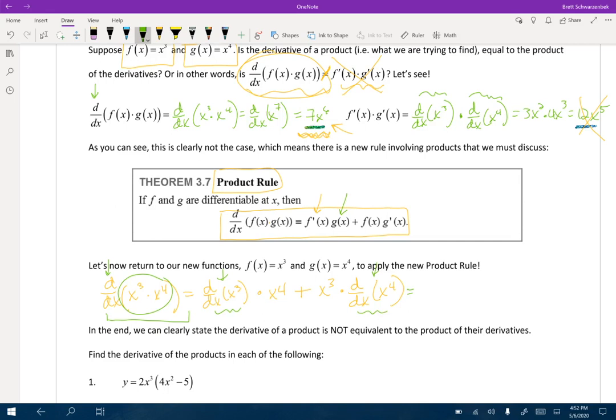So what's the derivative of x cubed? 3x squared. We bring the x to the fourth with it, plus x cubed, which doesn't change, times the derivative of x to the fourth, which is 4x cubed. If we multiply these out now that the d/dx's are gone and the derivatives are found, we get 3x to the sixth plus 4x to the sixth, and if we add those, we get 7x to the sixth. So as you can clearly see here, we get the proper answer to this problem: the derivative of x cubed times x to the fourth, the product, is 7x to the sixth.